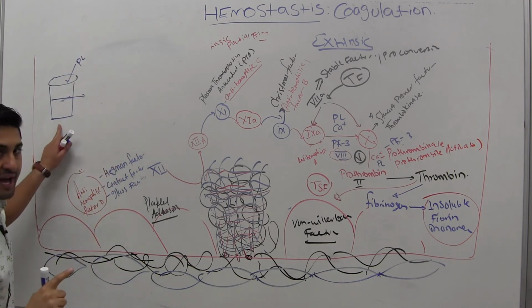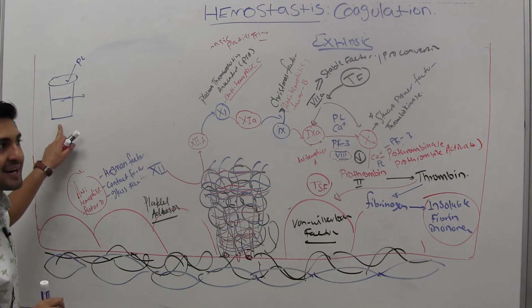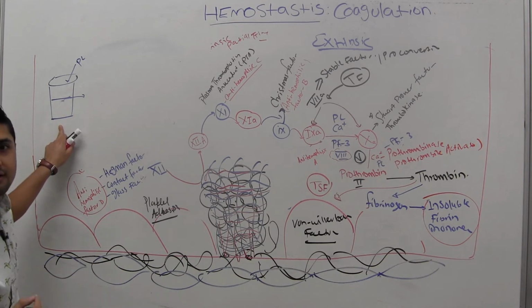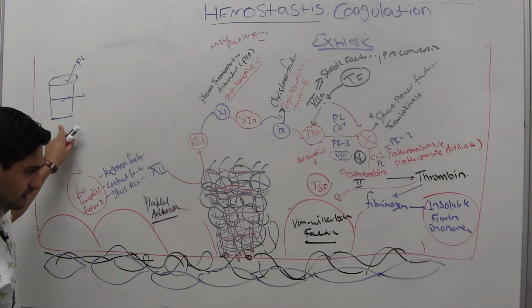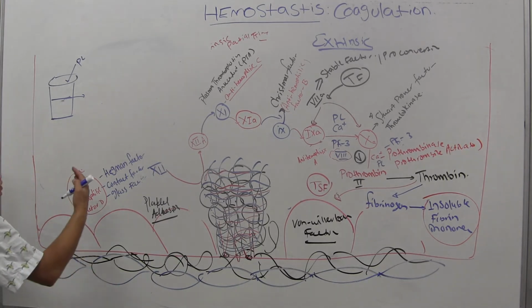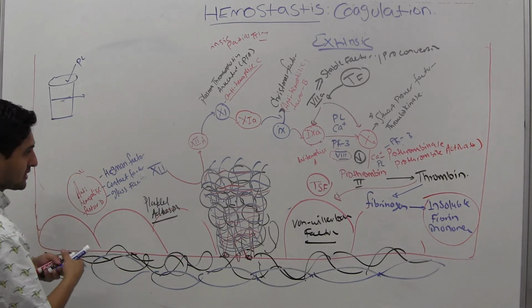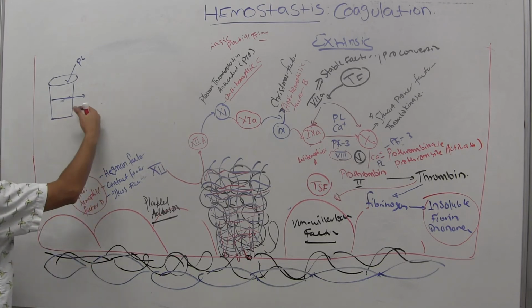But in this case, they do not add tissue factor. What they add is some kind of contact factor, like glass factors, like silica or something like that, because we're talking about the intrinsic pathway. We're not talking about the extrinsic pathway. And then they add calcium.